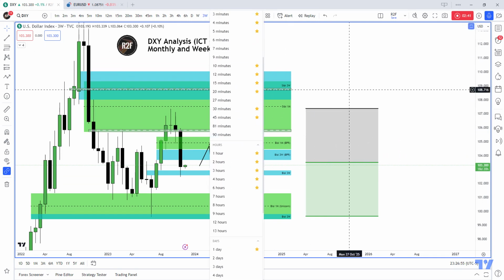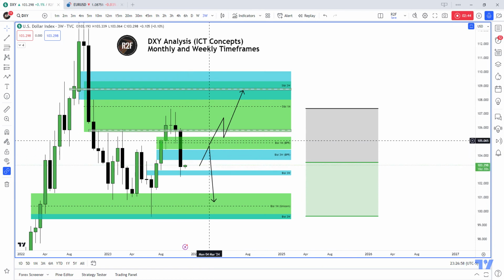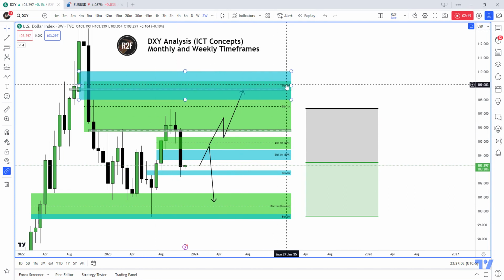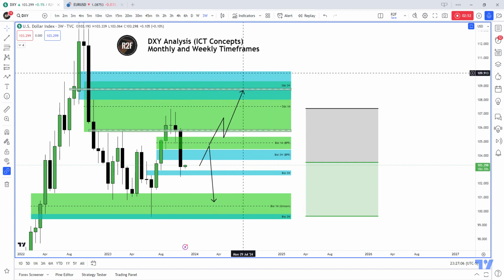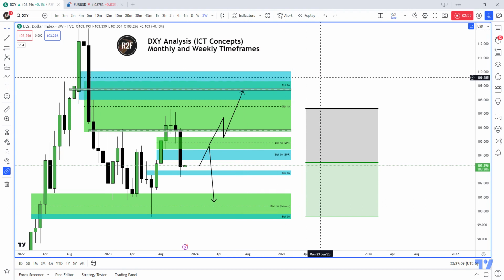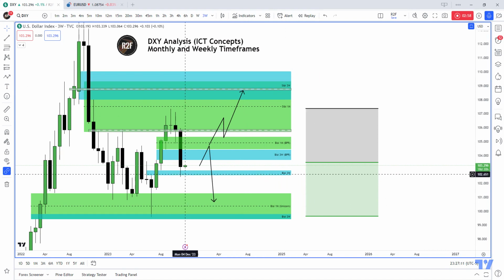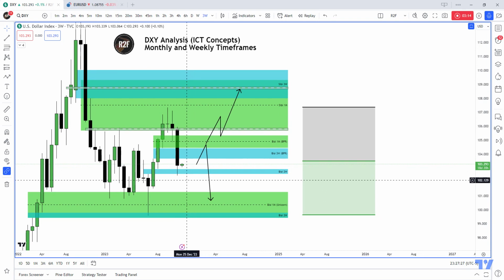So either that, or it breaks up, finds support, and then continues higher into this 3-week SIBI up here, which has not been traded to. It doesn't have to be, but it's possible. It was quite a displacement, as we'll see on lower time frames, but anything's possible with high impact news, NFP or FOMC, CPI, PPI. I'd be wary around those times, especially if structure looks like it's going to take liquidity and push back up, right?